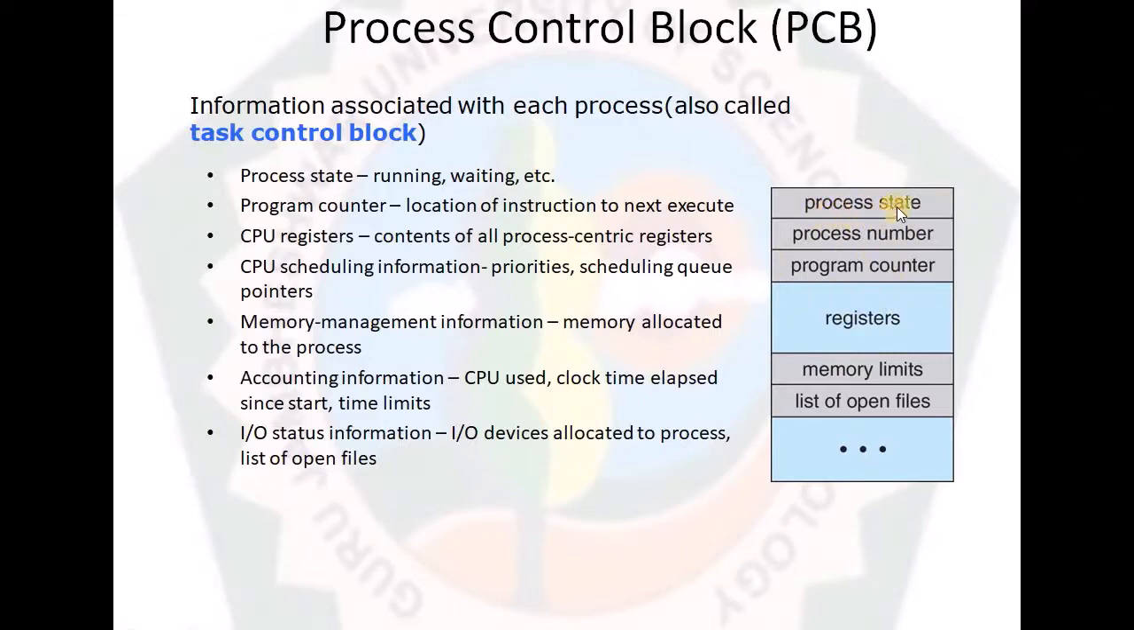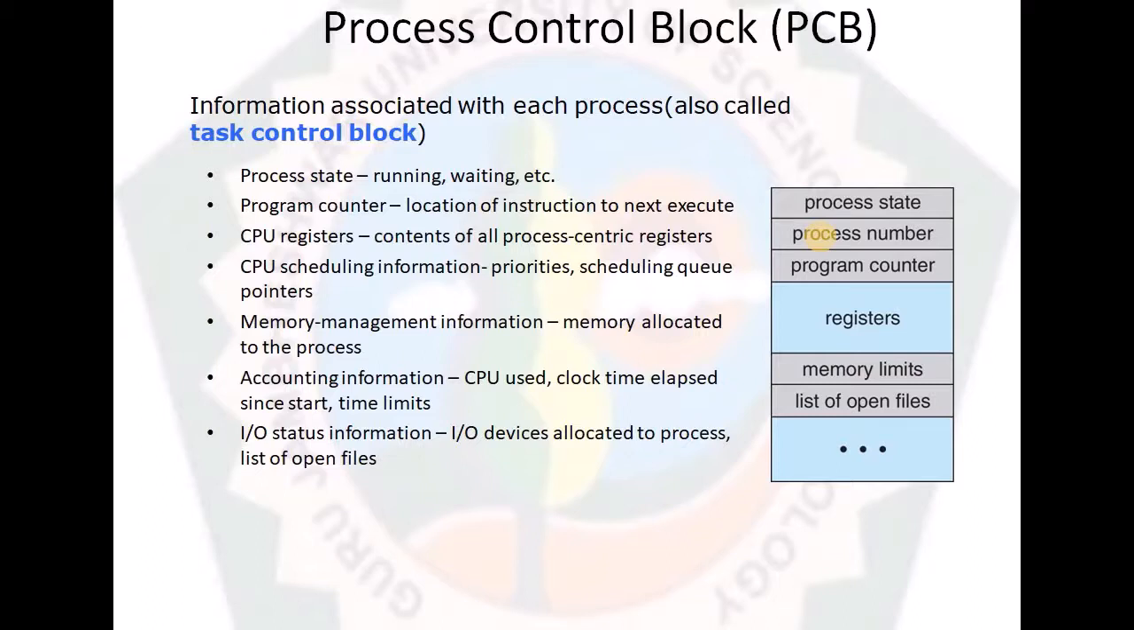This is the structure of that process control block. It contains the process state, process number, program counter, registers, memory limit, and list of open files. The process state shows the current state of a particular process, that is, it may be new, ready, running, waiting, or terminated. Next is process number. It is a special unique ID that is attached to a particular process by an operating system. This ID is used by the operating system to give a unique ID to that particular process.